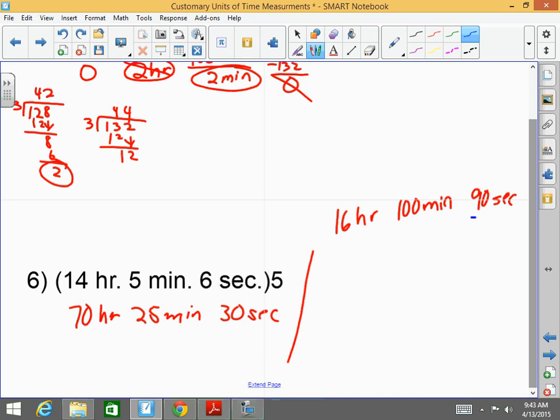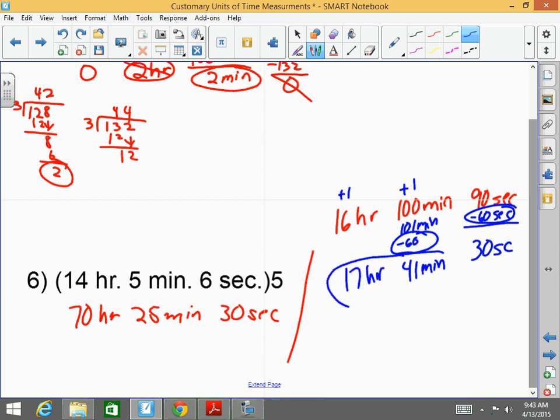So I would take away 1 minute here, or 60 seconds, giving me 30 seconds. That minute that I took away, I would add over here. So that would be 101 minutes. There are 60 minutes in an hour. So I would take away 60 minutes from here, leaving me with 41 minutes. And those 60 minutes that I took away, I would add as 1 hour, and that would be 17 hours. Does that make sense? Everyone, does that make sense?